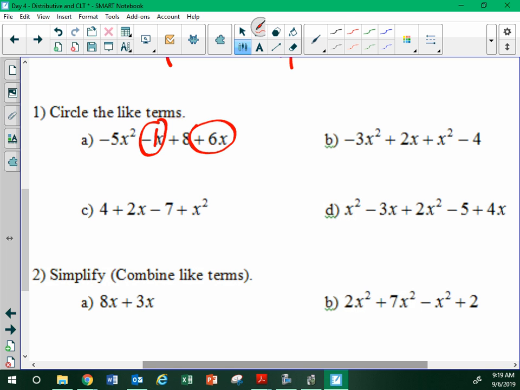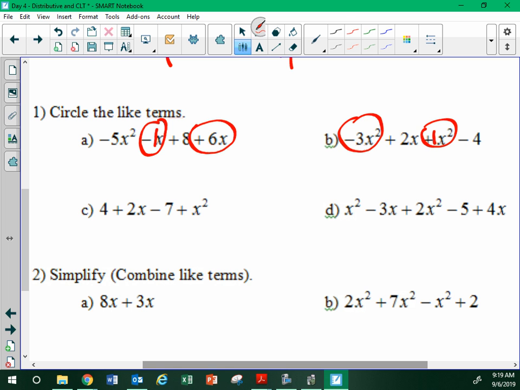All right, is there another x squared? Yeah. So you always are going to take the number with it, right? So negative 3x squared and positive, if you want to write it, 1x. Okay. Let's take a look at C. What can I combine here?